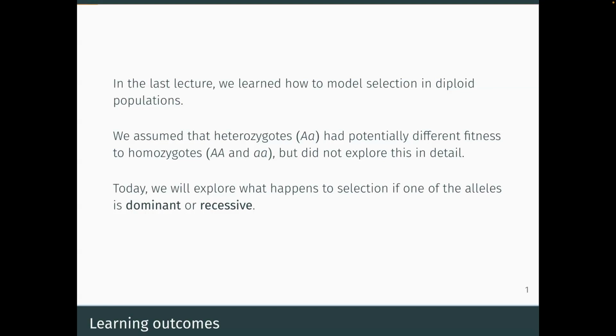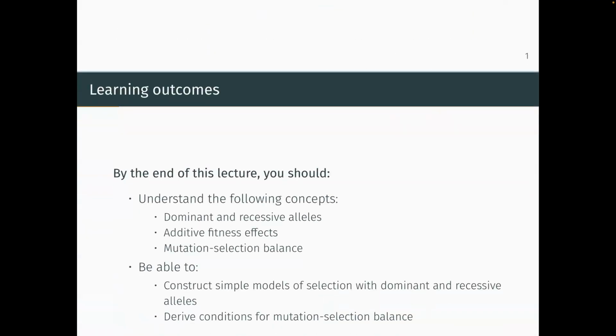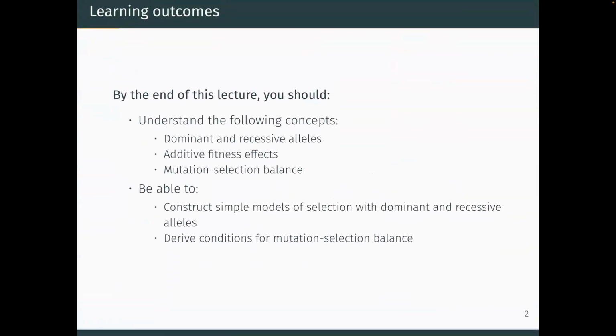One of the things we assumed towards the end was that heterozygotes had potentially a different fitness to homozygotes, but we didn't discuss why that might be the case. We were just thinking about what conditions we need for there to be a stable polymorphism. Polymorphism, remember, is where we have two alleles coexisting with each other. Today we're going to explore what happens if one of these alleles is said to be dominant and the other is recessive. Who's heard of dominant and recessive alleles before? Good. So a few less concepts to learn today, but we'll be focusing a lot on this idea of dominant and recessive alleles.